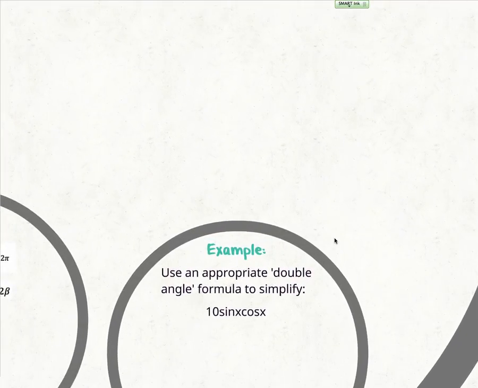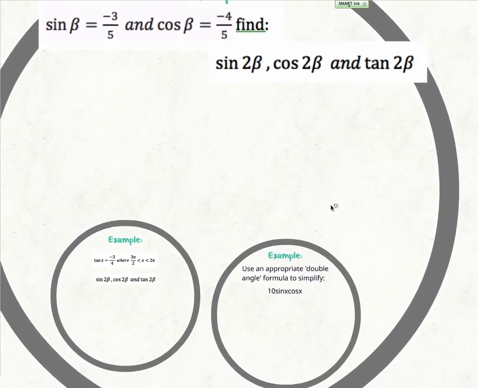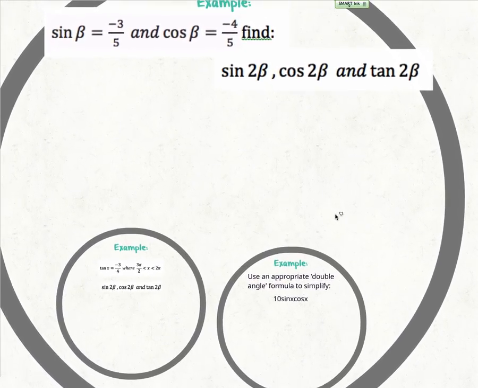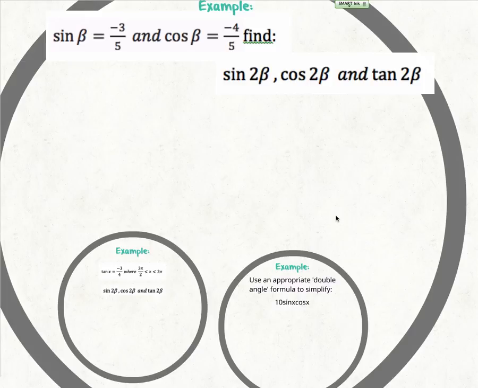All right, oops, I don't want to get that zoomed in. So here's our first example. Sine of beta is -3/5, and cosine of beta is -4/5. Find sine of 2 beta, cosine of 2 beta, and tangent of 2 beta.